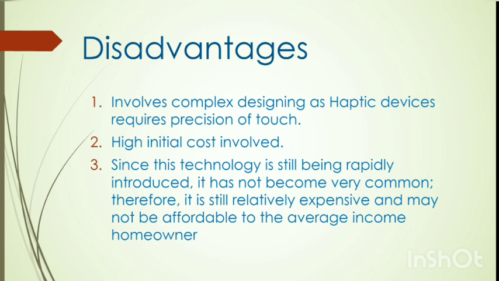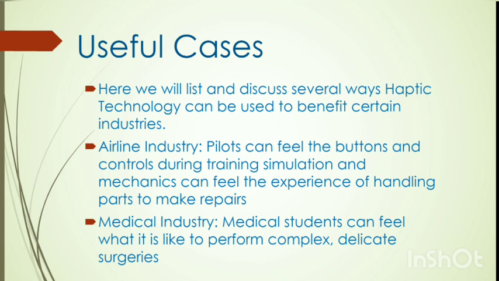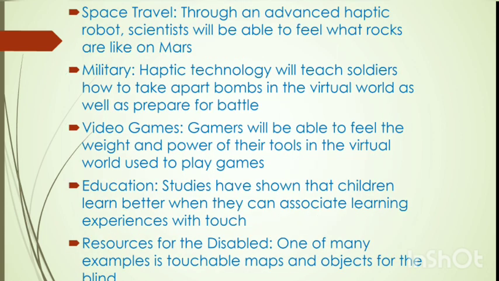Useful cases. Here we list and discuss several ways haptic technology can be used to benefit certain industries. Airline industry: pilots can feel the buttons and controls during training simulation, and mechanics can feel the experience of handling parts to make repairs. Medical industry: medical students can feel what it is like to perform complex, delicate surgeries. Space travel: through an advanced haptic robot, scientists will be able to feel what rocks are like on Mars.